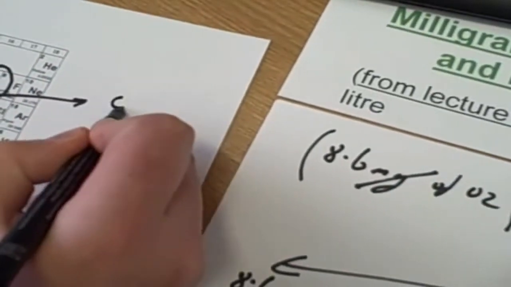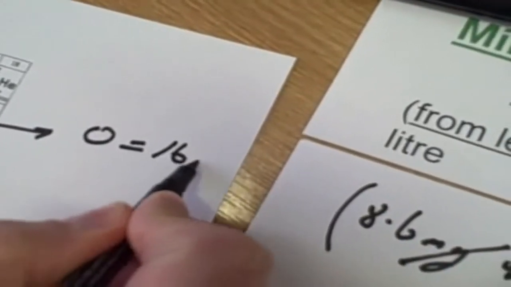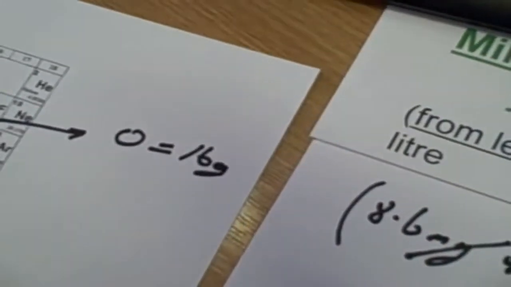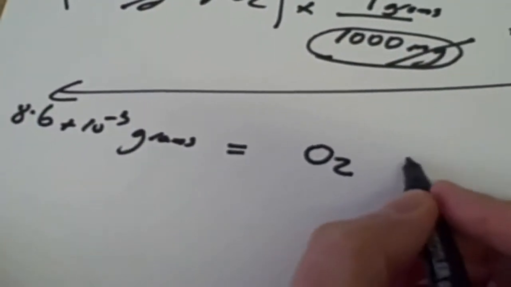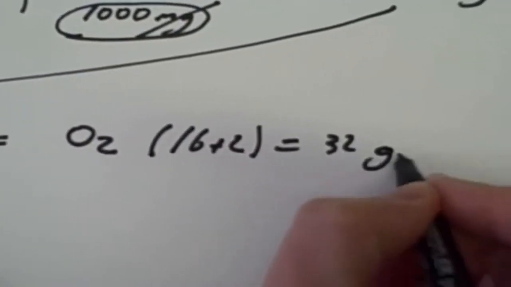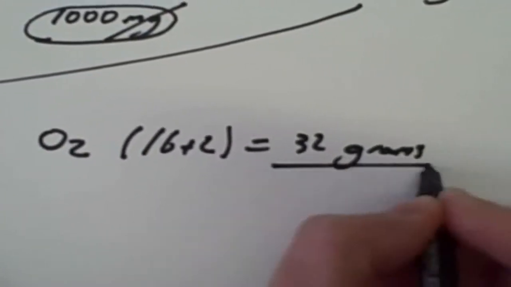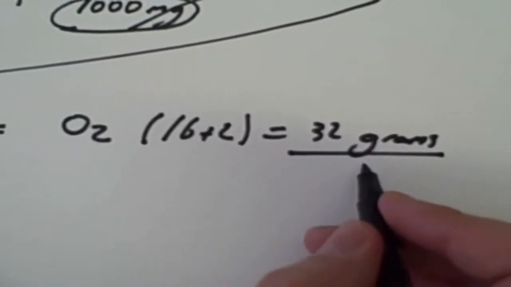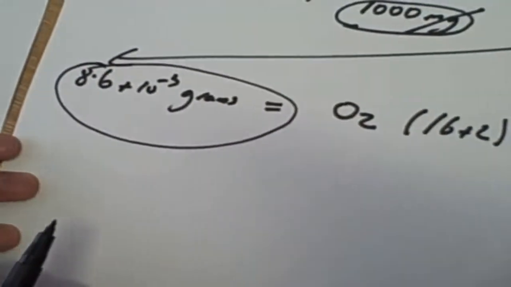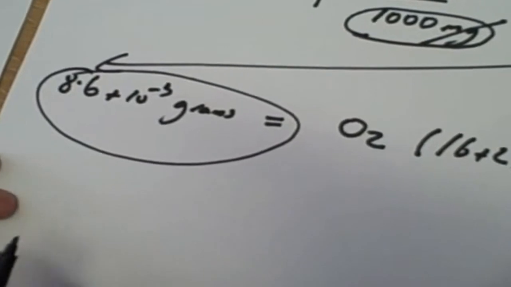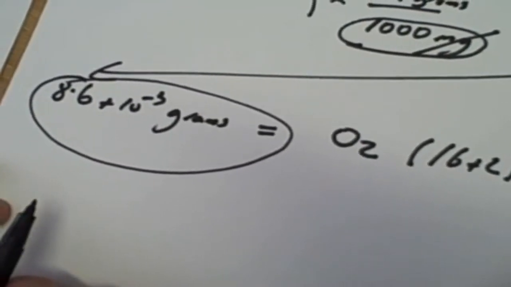So for 1 atom of oxygen, it effectively weighs 16 grams. But of course we are dealing with molecular oxygen. 16 times 2 is 32 grams. So if I was to go into the laboratory, 1 mole of oxygen would weigh 32 grams. So clearly I haven't got 32 grams here. I've got much less, I've got a lot less than that. So my answer is going to be quite low in terms of moles.